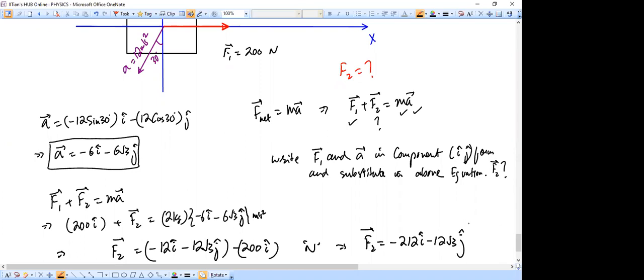So this should be the answer in newtons for F2. All right. People have got this right, those who have sent me the answers. Okay. Next up, we will do question number 14 and 15.